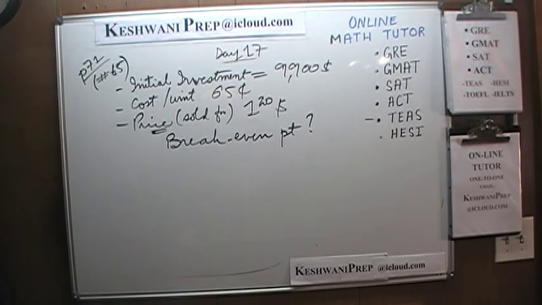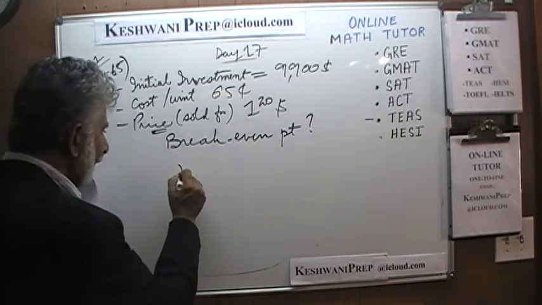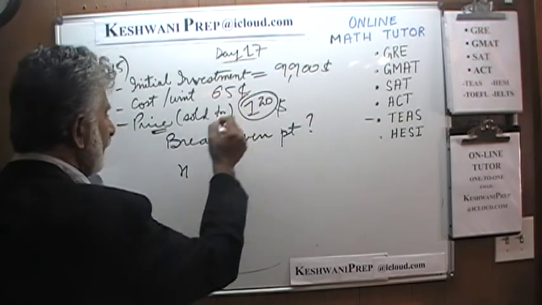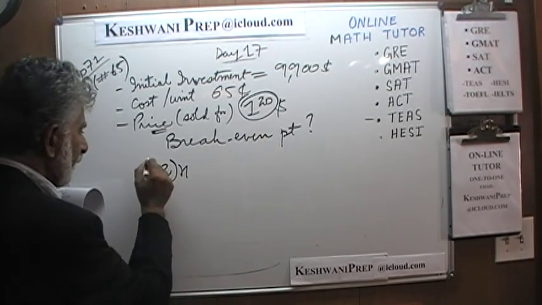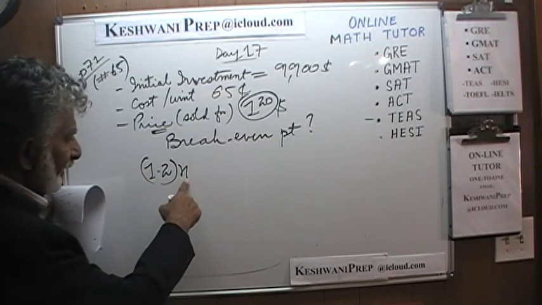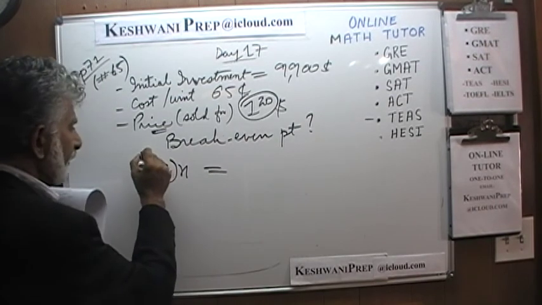Let's do the same thing as we did before. So let's pretend that we're going to sell N units. If we sell N units, each one of them for $1.20, we should get $1.2 for each unit times the N units. This is our revenue.